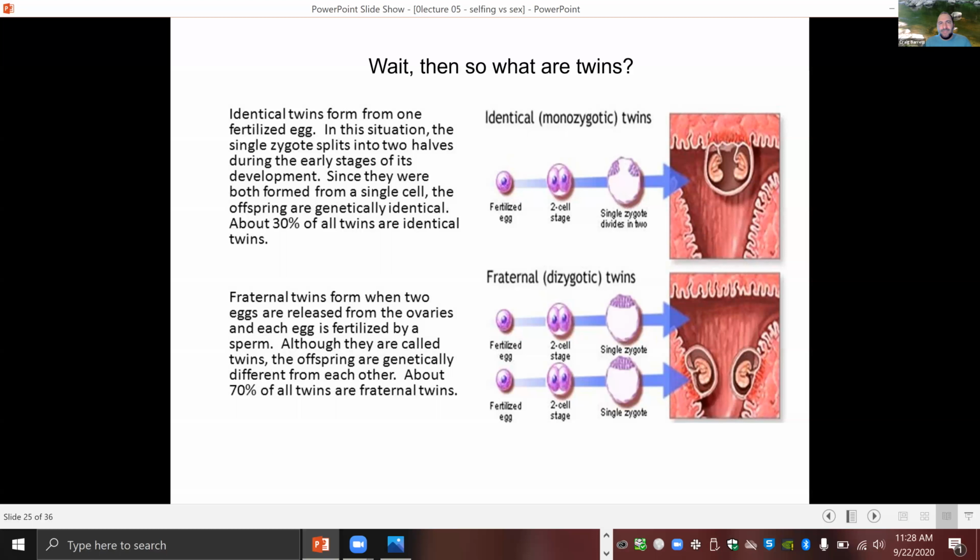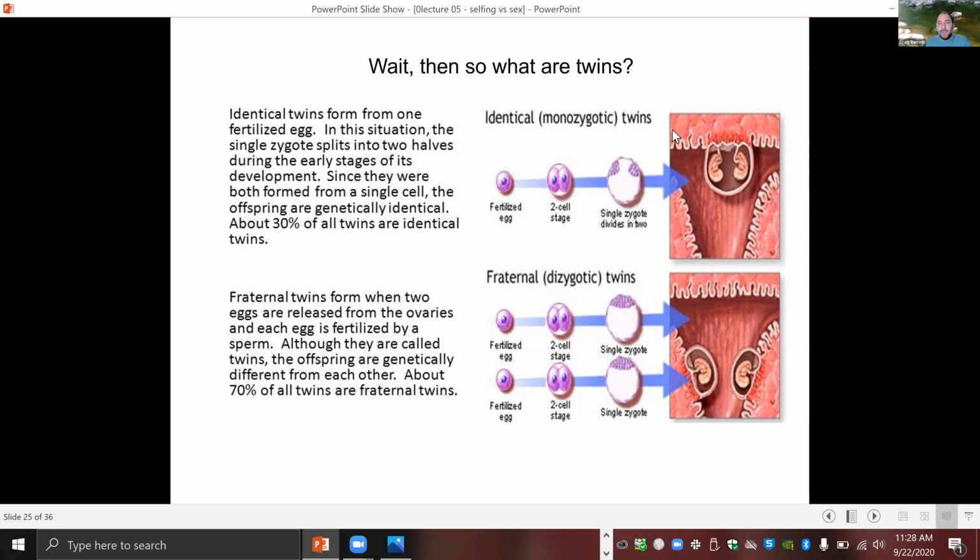So what are twins then? Okay, so what are twins? So identical twins form from one fertilized egg. So these are called monozygotic twins. Fraternal twins form when 2 eggs are released at once and both of them get fertilized. So these are what are called fraternal or dizygotic twins.